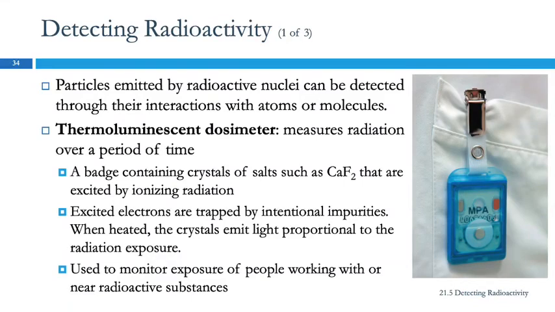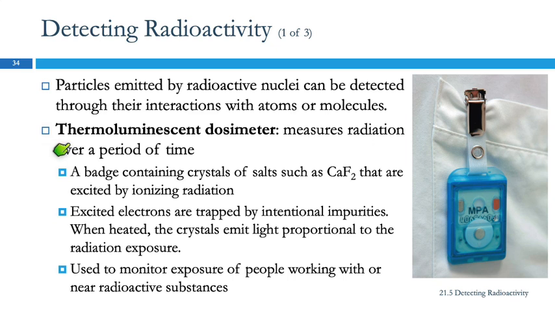Detecting radioactivity. We can't see or feel radioactive particles. I mean, they're smaller than atoms, right? But we can detect them by looking at the interactions that they have with other atoms or molecules. So we're going to talk just about a couple of different ways of detecting radioactivity.